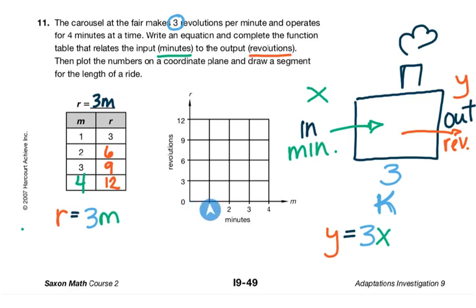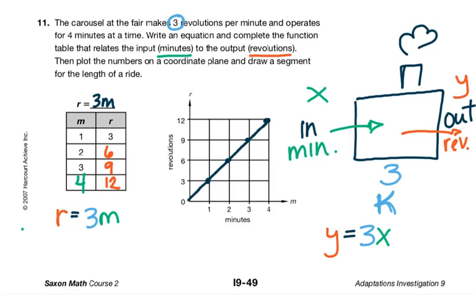And here we have our minutes. Notice how our x and our y is set up for us already. Our input is always our x. Our output is always our y. So we have 1 and 3, 2 and 6, 3 and 9, 4 and 12. And there's our graph. We can connect the dots.